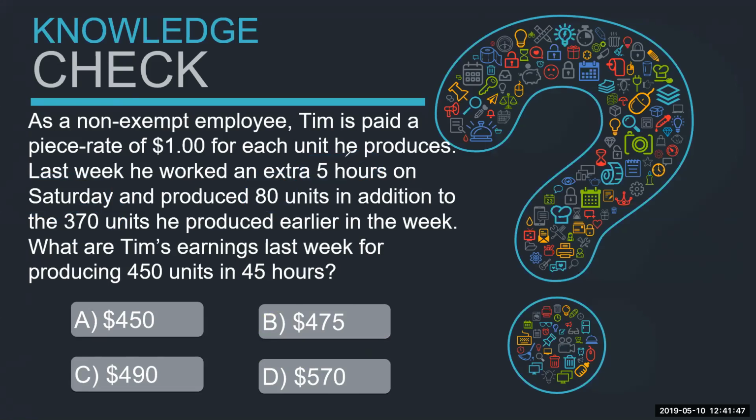Now, I don't really care if you worked extra 5 hours. It doesn't do anything for me. What I do care about is how many hours in total. Now, the exam would be expecting you to add extra 5 hours to 45 hours, thinking, oh, Tim worked 50 hours. That's not what the question says. It clearly says in the last statement, what are Tim's earnings last week for producing 450 units in 45 hours? So those extra 5 hours are part of this 45.